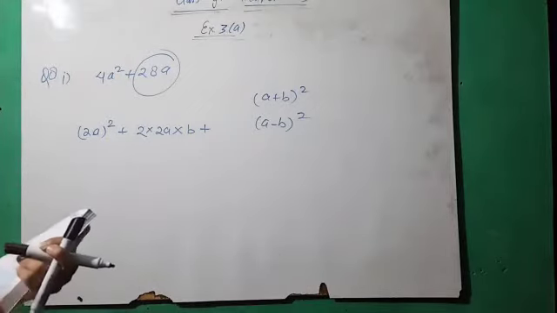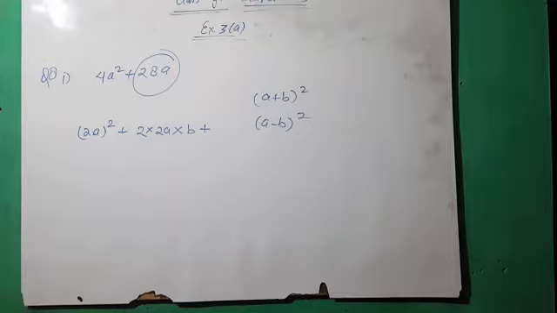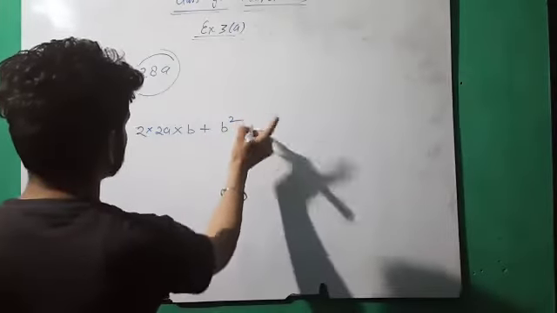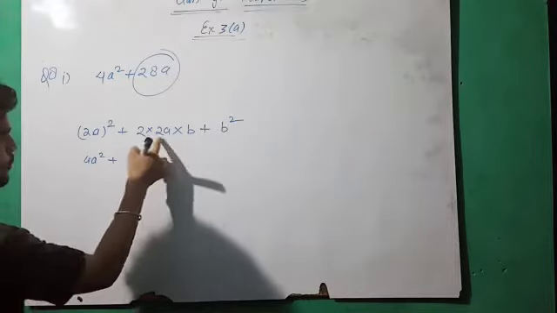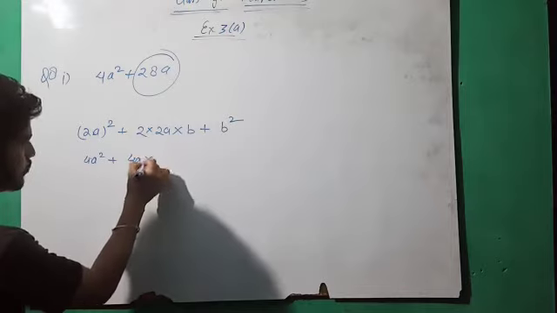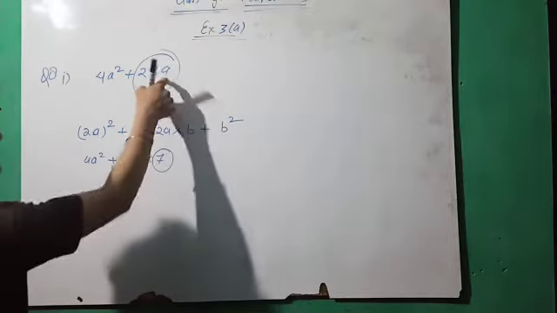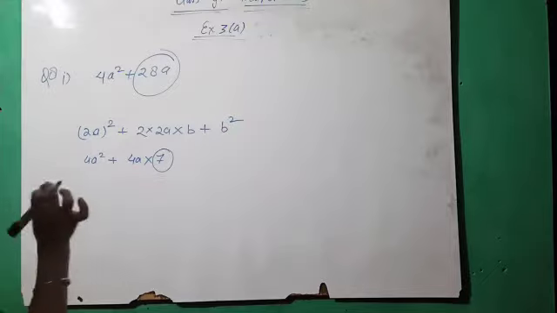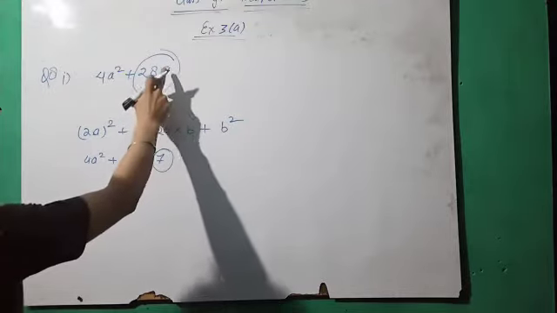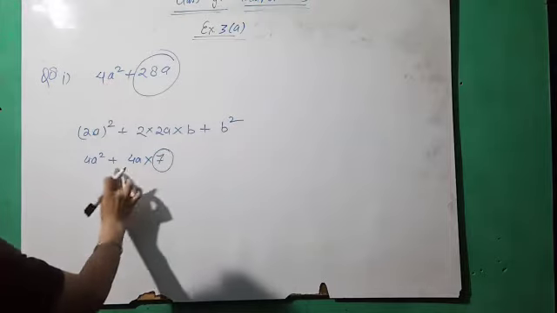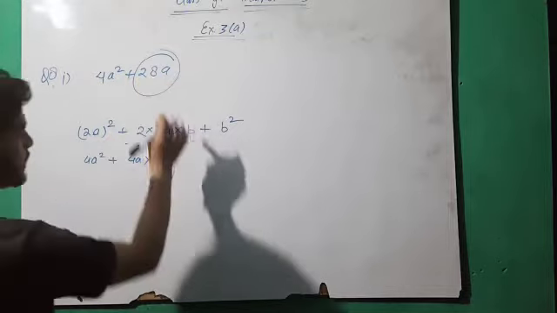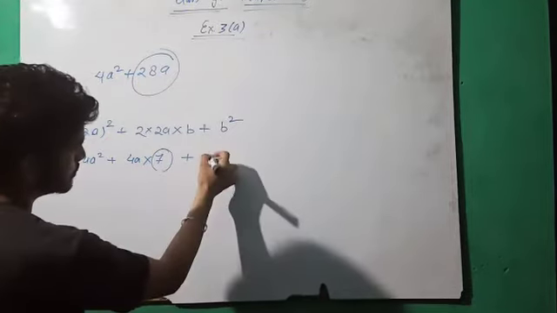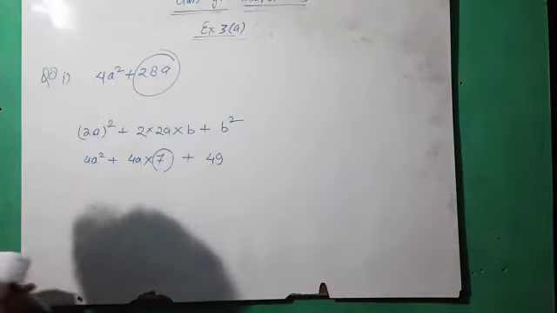What term should be added to each of the following expressions to make it a perfect square? So what we have to add? b square. First we have to find out b. 2a square is 4a square plus 2 into 2a, 4a into 7, that's why it is 28a. So we can find now the value of b equal to 7, because when we multiply 4a with 7, it makes 28a. So b equal to 7, so b square equal to 49. So in this expression we have to add 49.